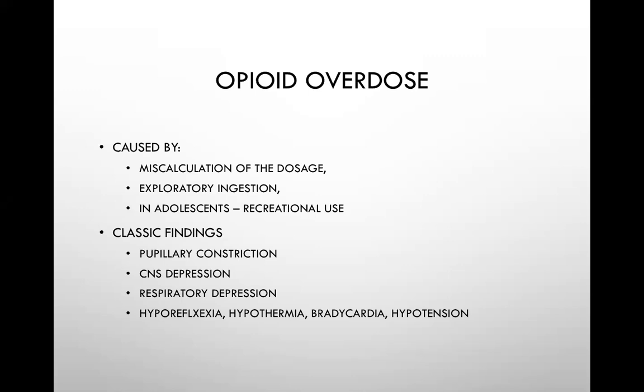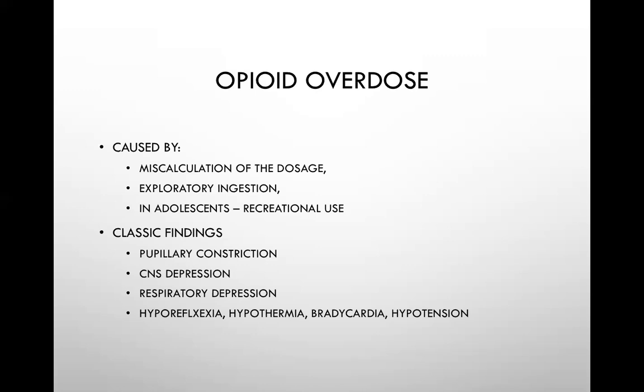And in adolescents, they can abuse drugs for recreational use, which can lead to opioid overdose. So it's very important, even in adolescents, before prescribing opioids, to get the history of any drug abuse or any recreational drugs that have been used before.